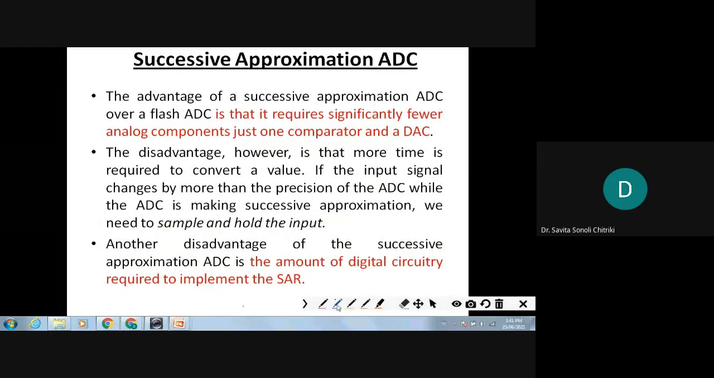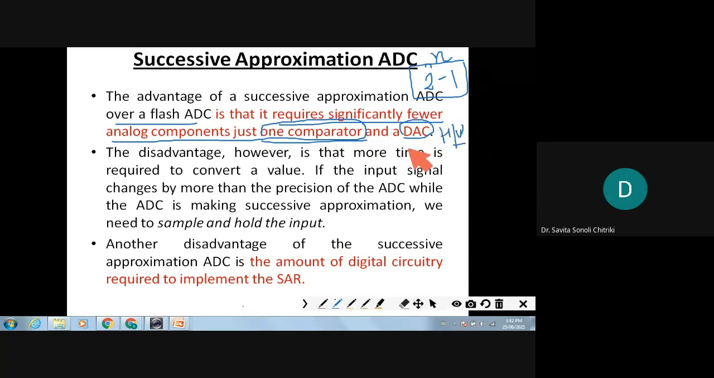The advantage of the successive approximation ADC over the flash ADC is that it requires significantly fewer analog components, just one comparator. There, how many comparators would be needed for an n-bit flash ADC? 2^n - 1 comparators would be needed, understood? So here only one comparator and a DAC will do the job. So significantly the hardware required is reduced here. That is the advantage of successive approximation.